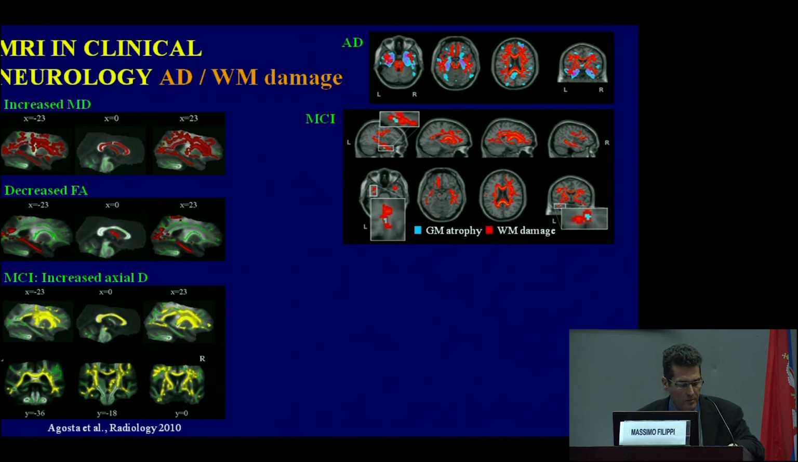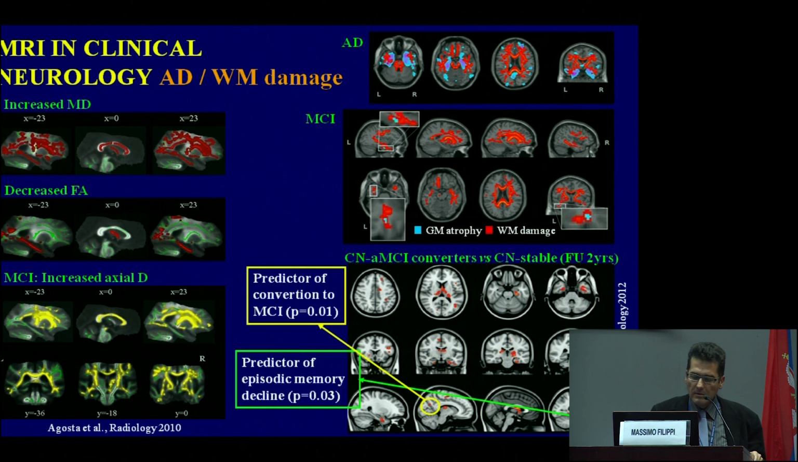So when we submitted this paper the first time, we got some crazy comments from the referees, saying essentially that we were crazy to show so much white matter damage before gray matter damage. But later on, other people showed the same thing, and most importantly, they were able to show that some of the changes that we showed here were related to disease evolution, so they were clinically relevant. So albeit we appear a little bit crazy, we are not so crazy.